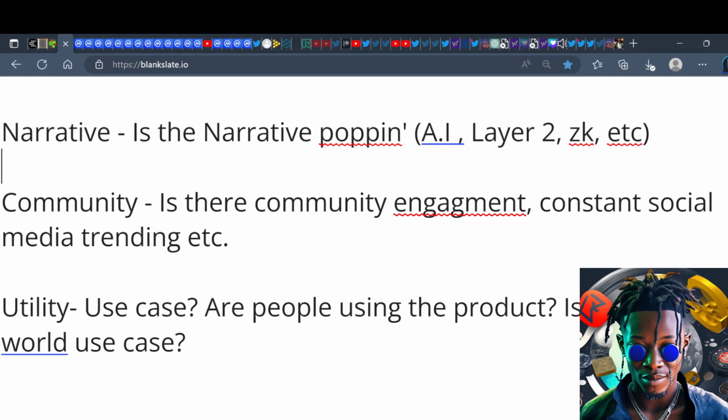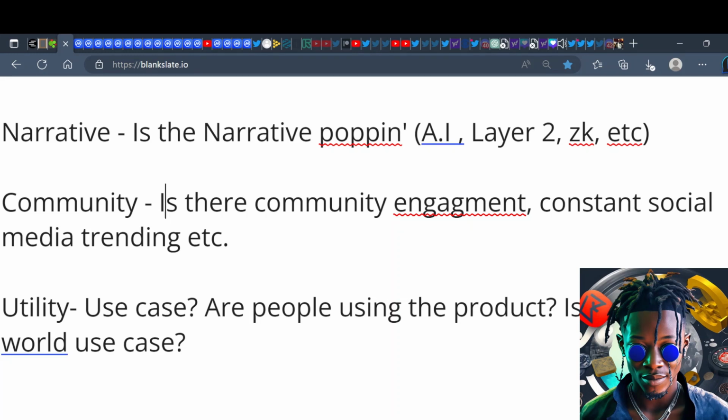So I tend to gravitate to projects that have strong communities. I like to check out LunarCrush, the social engagement on LunarCrush, to see if there's any engagement. I also like to see if there's trending going on on Twitter. I like to check out the Medium, see if they're constantly updating the Medium, seeing that they have a lot of followers on Twitter, and also their engagement on things like Telegram, Discord, etc. So me personally, I like projects that have strong community engagement and constant social media trending.